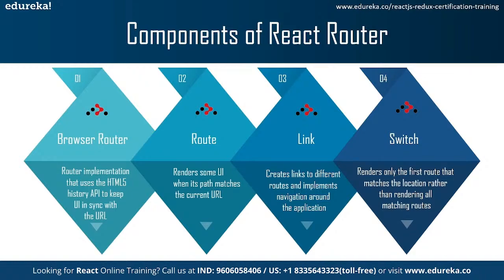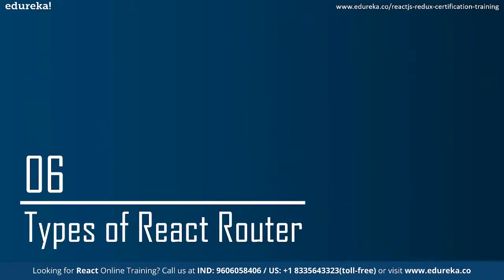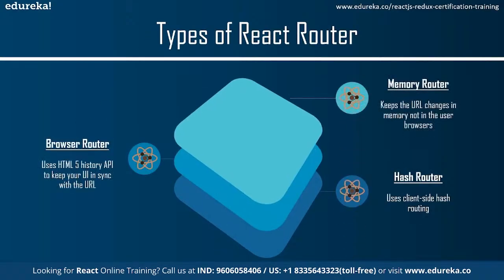React Router provides 3 different kinds of routers. Now we'll see the types of React routers, namely memory router, browser router, and hash router. The memory router keeps the URL changes in memory, not in the user's browser. It keeps the history of the URL in memory and does not read or write to the address bar, so the user cannot use the browser's back button as well as the forward button. It doesn't change the URL in our browser. It is very useful for testing and non-browser environments like React Native.